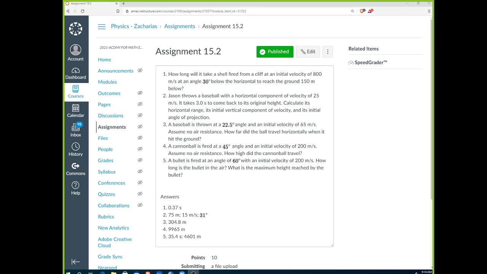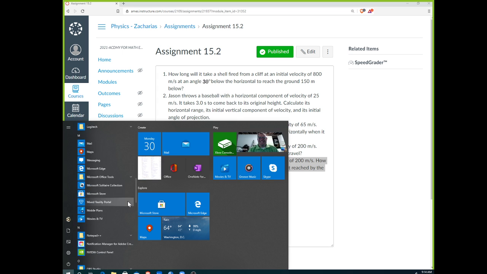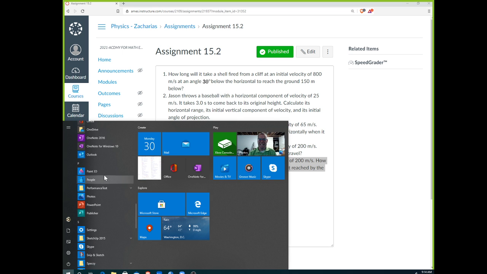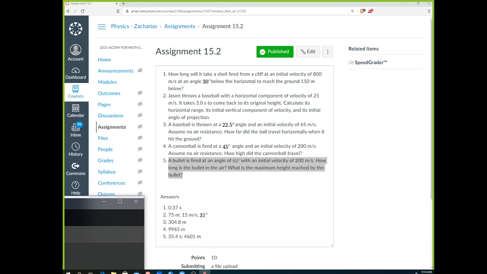Number 5? Sounds good. Alright, and so do pay attention to how it's put together. These ones are not difficult, but there's that extra layer to them.